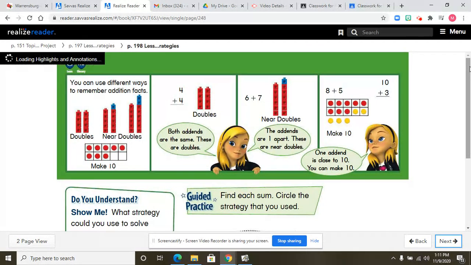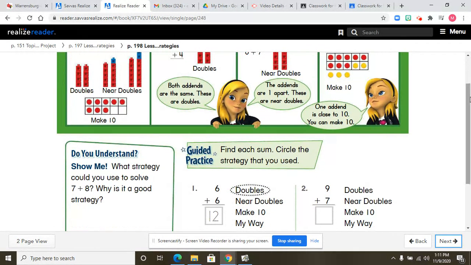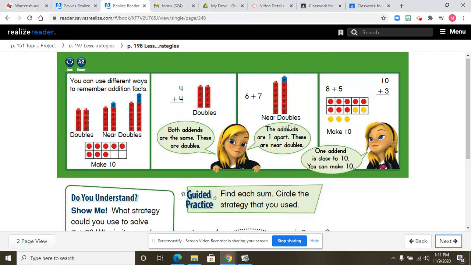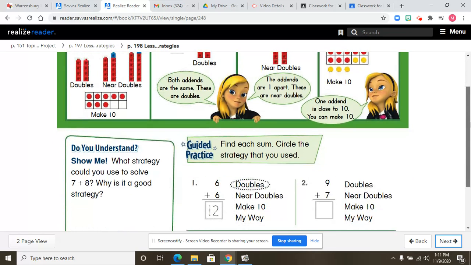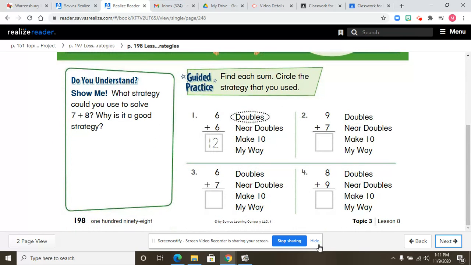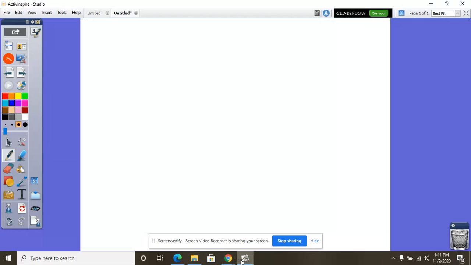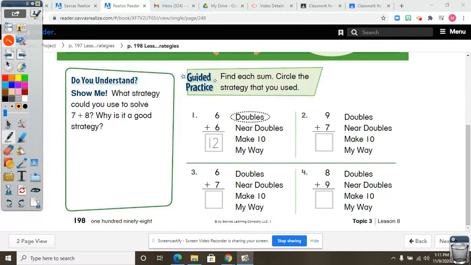Okay, so your next page should look like this. If you look at the top, that's the lady from the video, and she's just showing you all the options, all the strategies that you can use to solve an addition equation. Okay, so we need to read the directions at the bottom to see what we have to do on this page. All right, it says, find each sum, circle the strategy that you used.